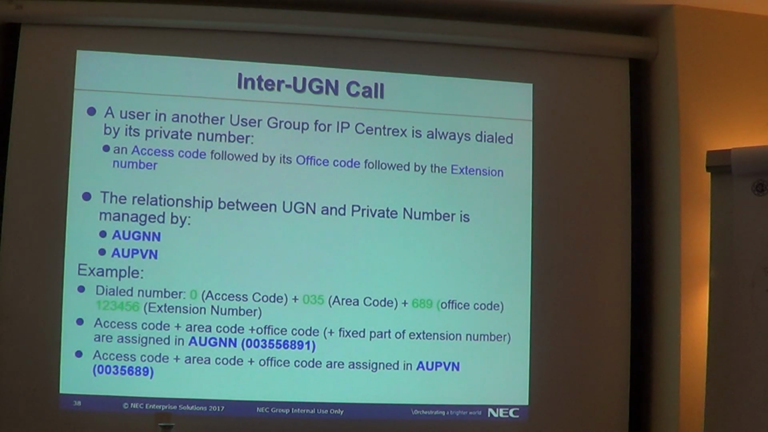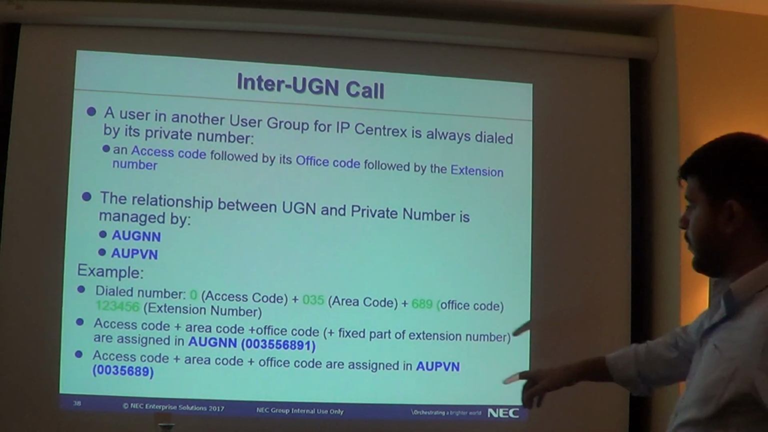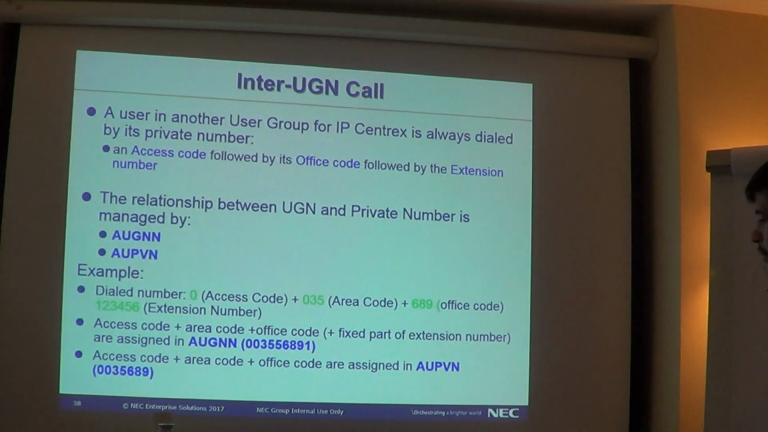The relation between the user group number and the private number is made in AUGNM and AUBVN. For example, their number is 9 or 0, area code 035, office code is 681, and the extension number is 123456, the complete number. For the private number, I would like to dial 009, meaning 9035681123456 is the fixed part, and the access code can be added in the AUBVN. I will make a next example describing the difference between AUGNM and AUBVN.